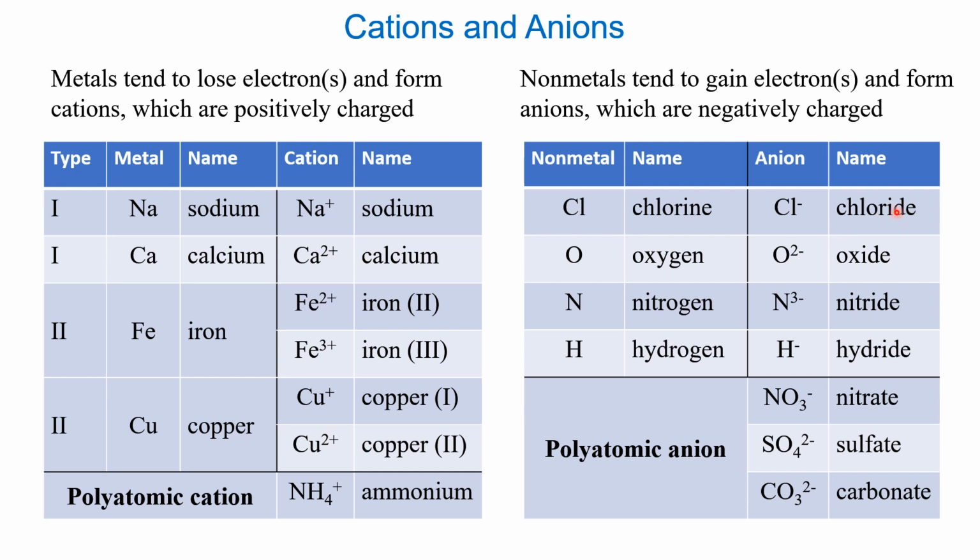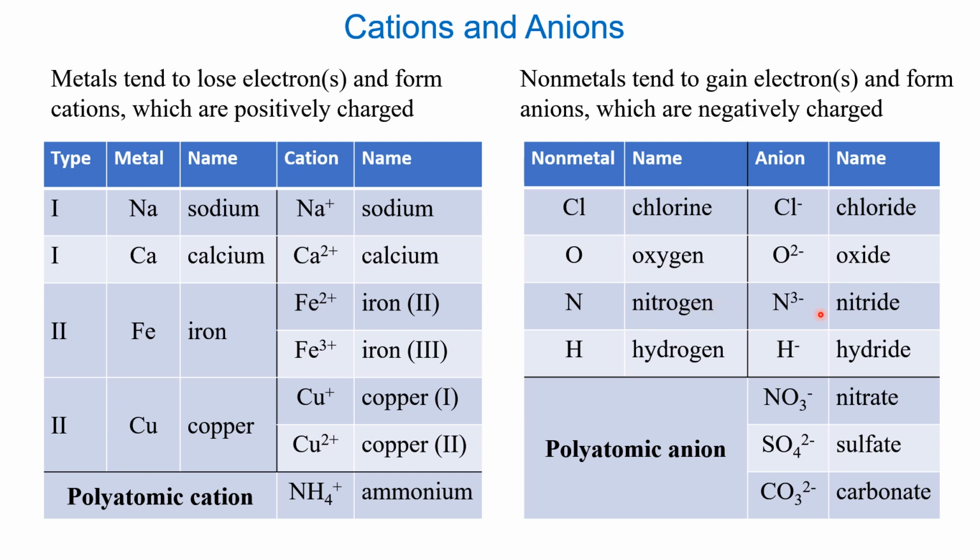First syllable plus IDE, chloride. It's -1 charge, always forms -1 charge. Oxygen will always form 2 negative charge, and that's called oxide. Follow the same rule, first syllable plus IDE, oxide.